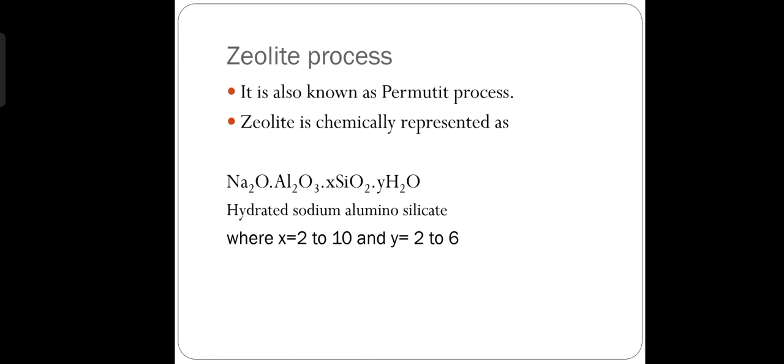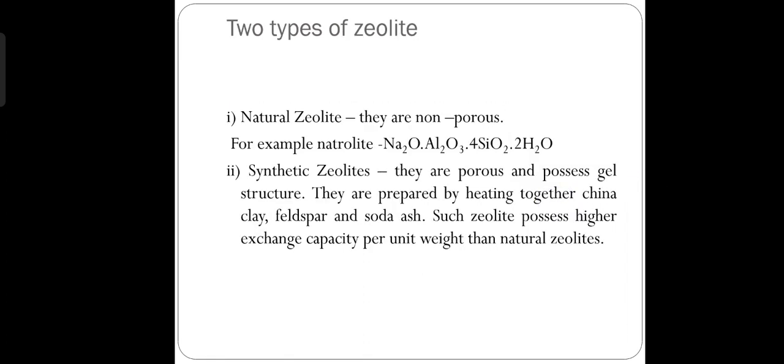Now here x and y are the number of molecules of silicon dioxide and water molecules. x ranges from 2 to 10 and y ranges from 2 to 6. So Na2O, Al2O3, xSiO2 and yH2O, that is your hydrated sodium aluminosilicate, which is nothing but zeolite. This sodium zeolite is commonly represented as Na2Ze. Now there are two types of zeolite, natural zeolite and synthetic zeolite.